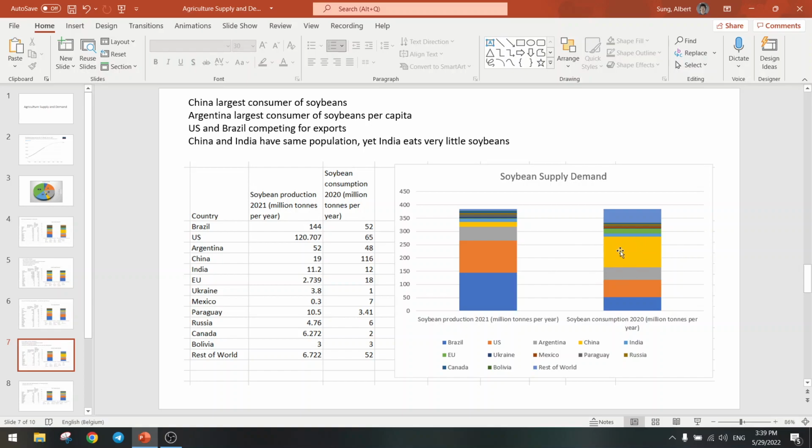Now, these soybeans are coming from two countries, that's Brazil and USA, and they are competing with each other to export soybeans to China, and they consume about half of it.